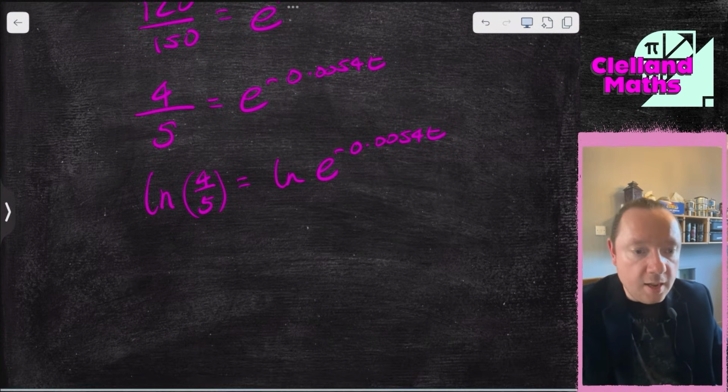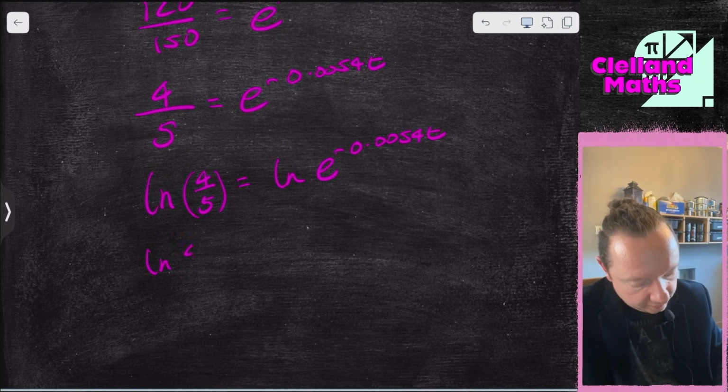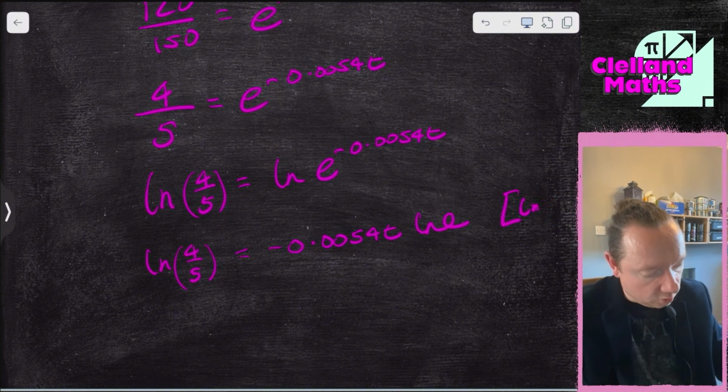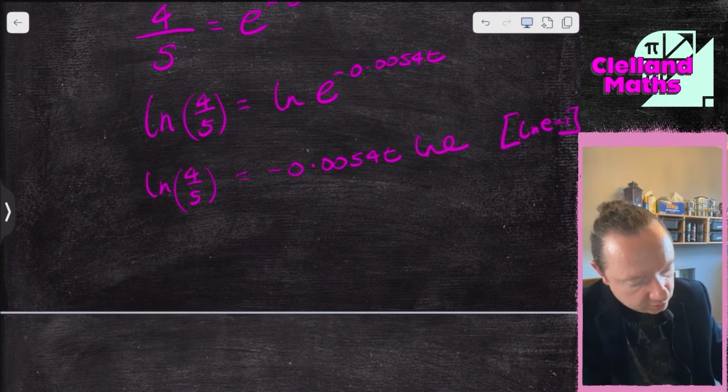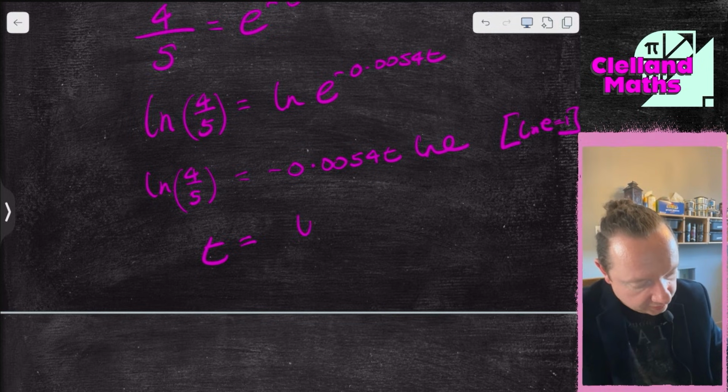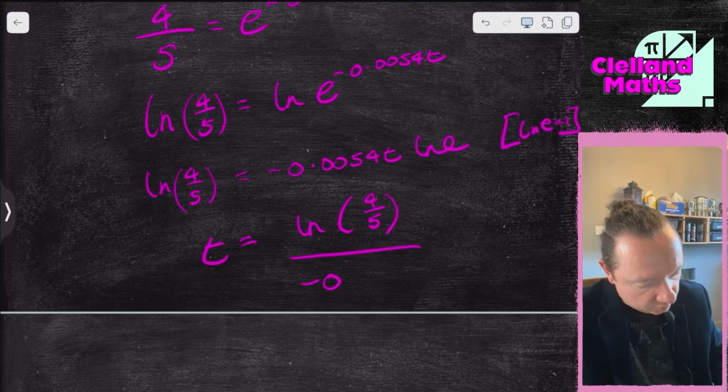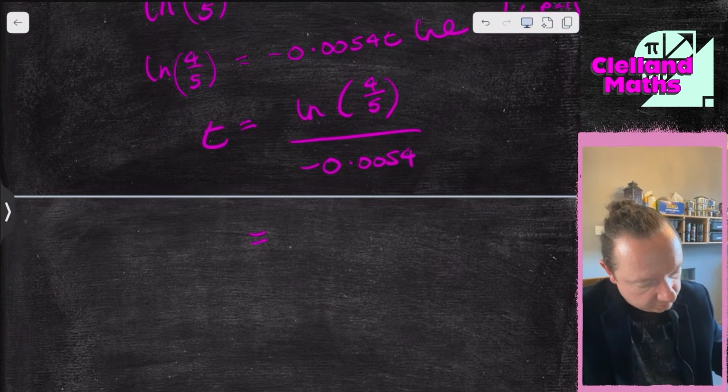That means I can take my 0.0054 t to the front. So ln 4/5 equals minus 0.0054 t ln e. But ln e, remember, log e is 1. So that means I can work out my t is just ln of 4/5 all divided by minus 0.0054. Get your calculator.